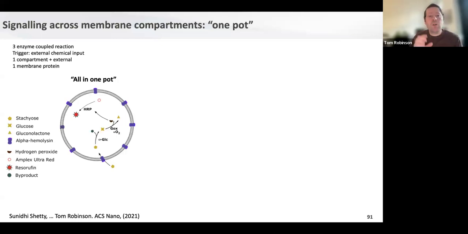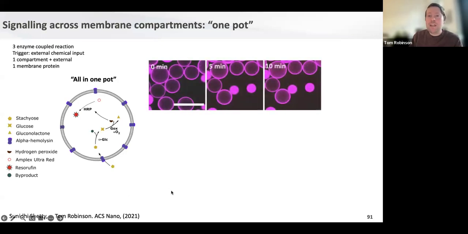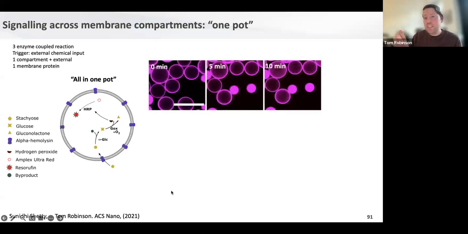Let's start with having everything all in one pot. So let's put all three enzymes inside one GUV. We need to make the outside membrane permeable by adding in alpha hemolysin. This is a large pore protein which will allow stachyose to go through. And when we add that, after 10 minutes, we see an increase in the signal inside our GUVs.